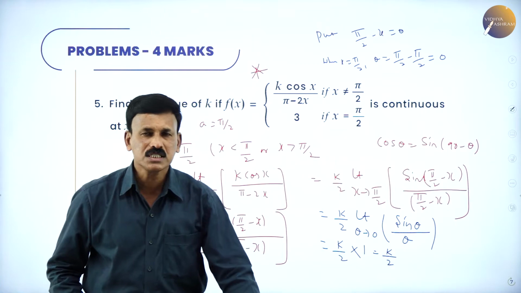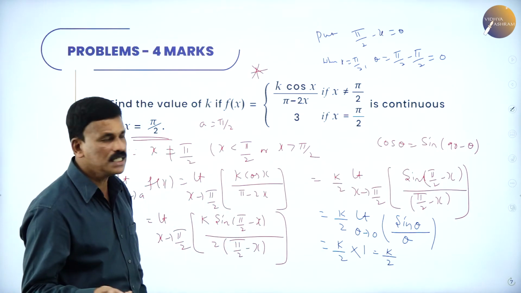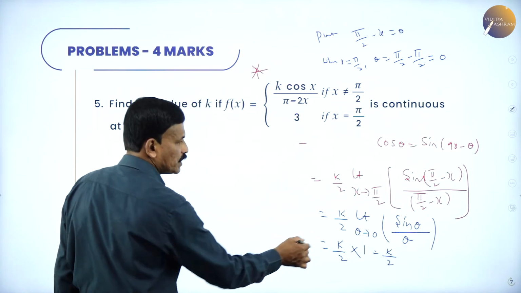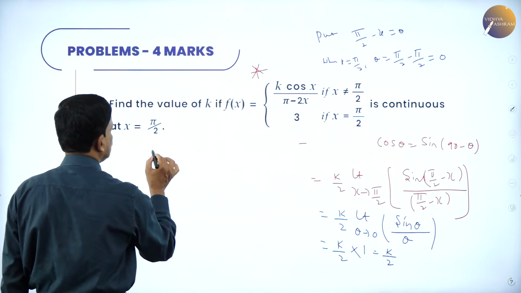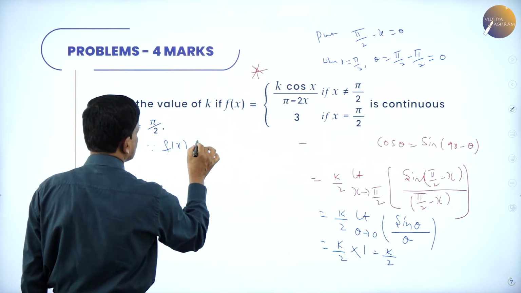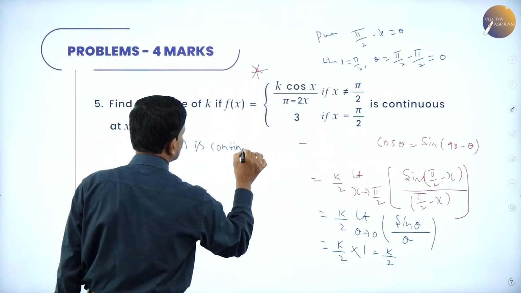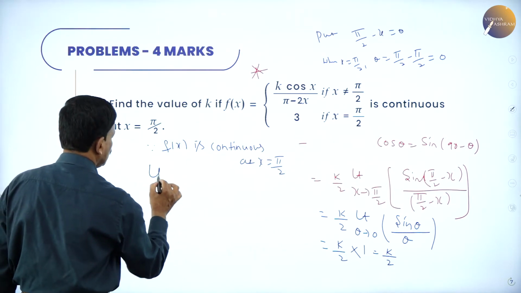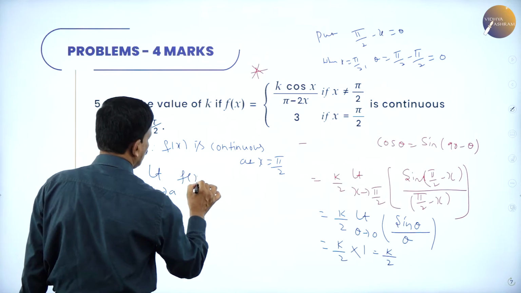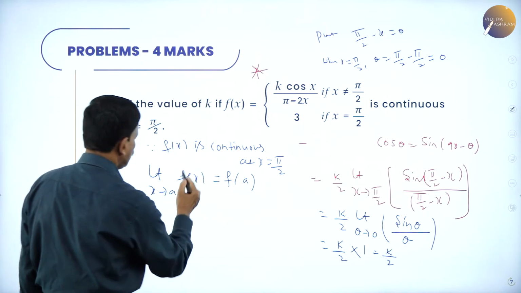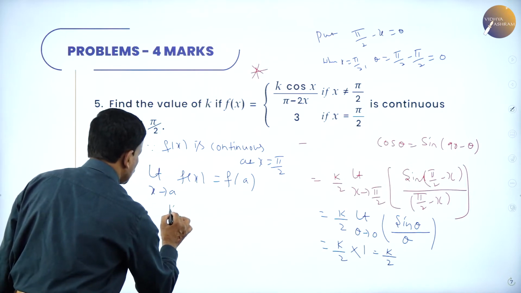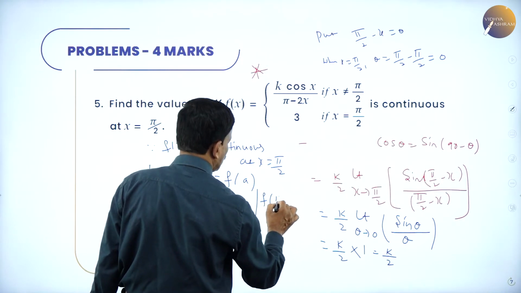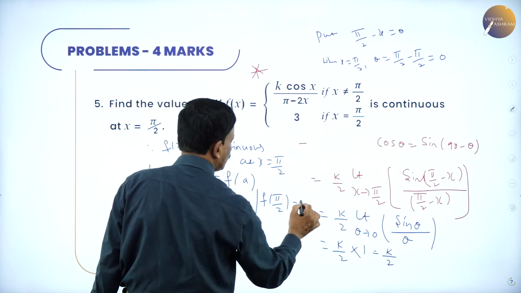Followed? Now, what is given? F of x is continuous. Let me rub this and go to the next page. This is the limit. Now, since f of x is continuous at x is equal to pi by 2, therefore limit x tends to a of f of x is equal to f of a. Now, limit x tends to pi by 2 of f of x is nothing but k by 2, and this is equal to the functional value. So here f of a is nothing but f of pi by 2.